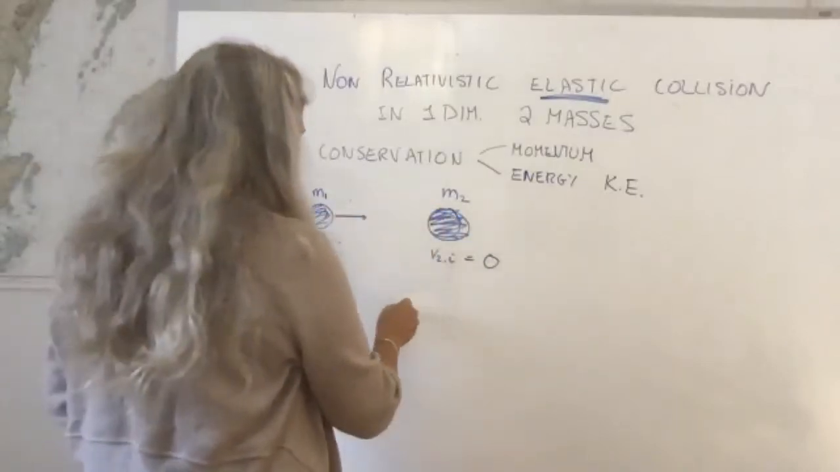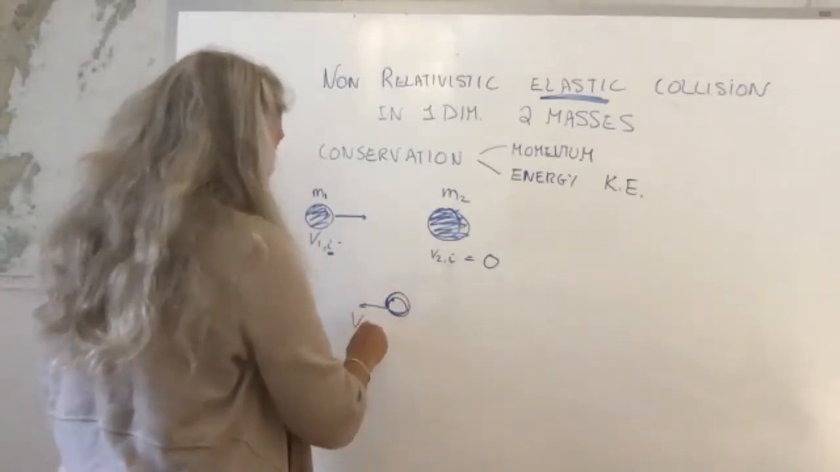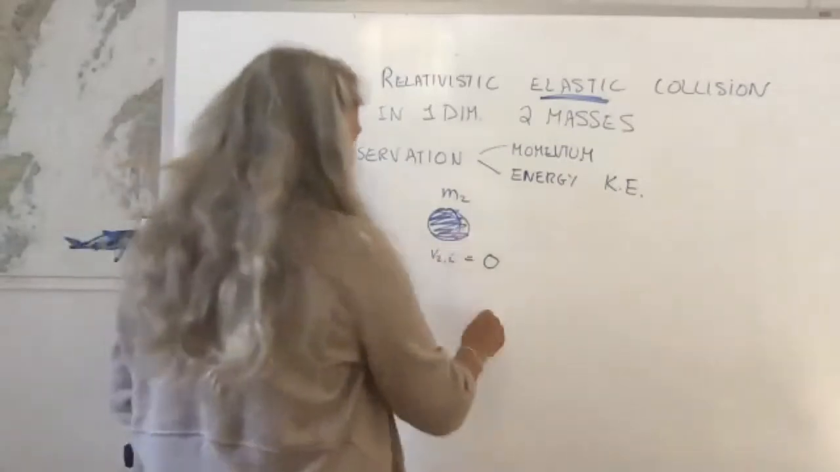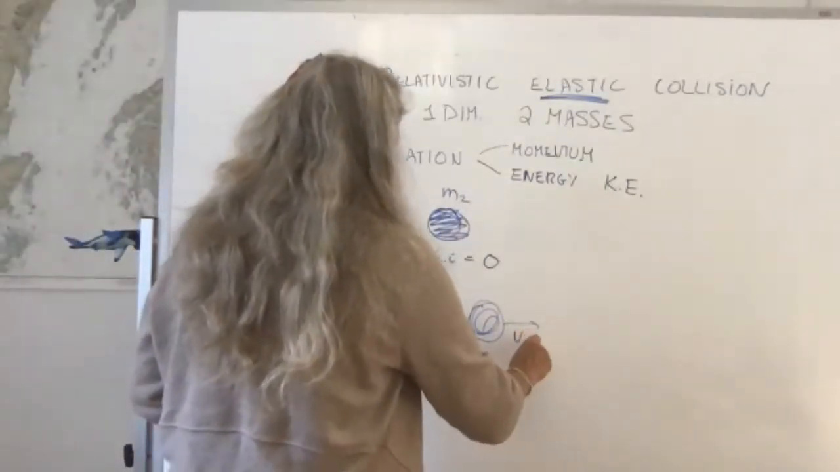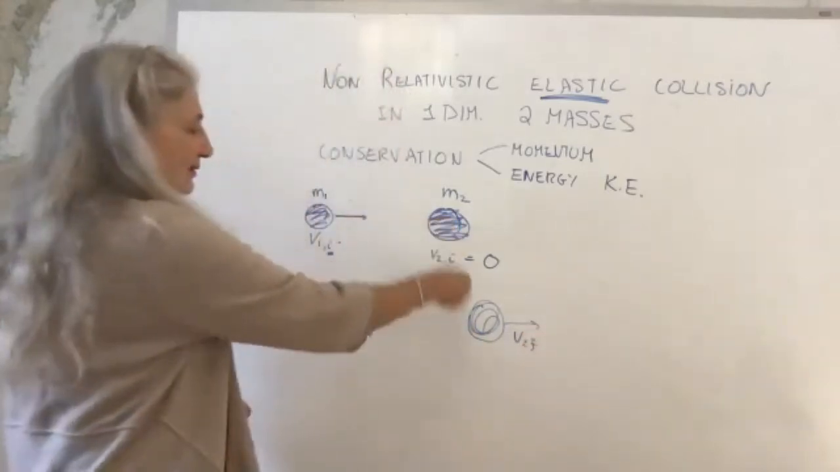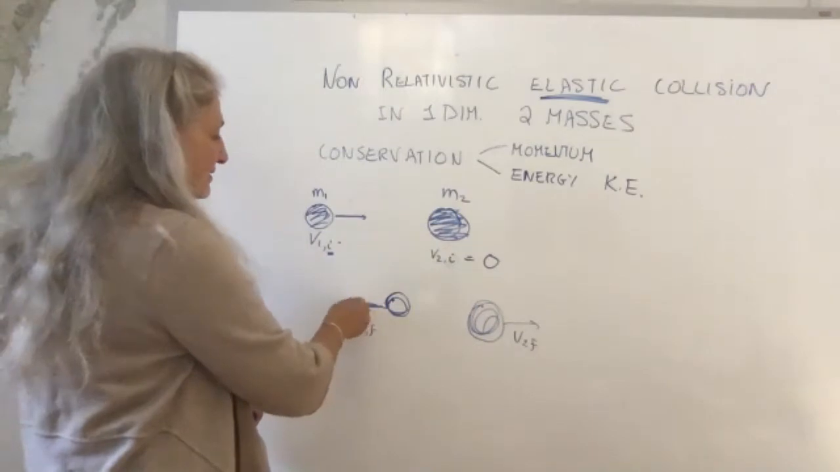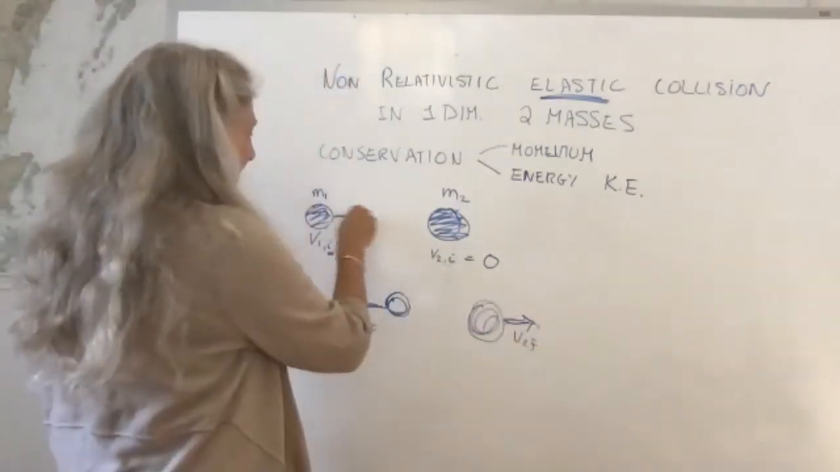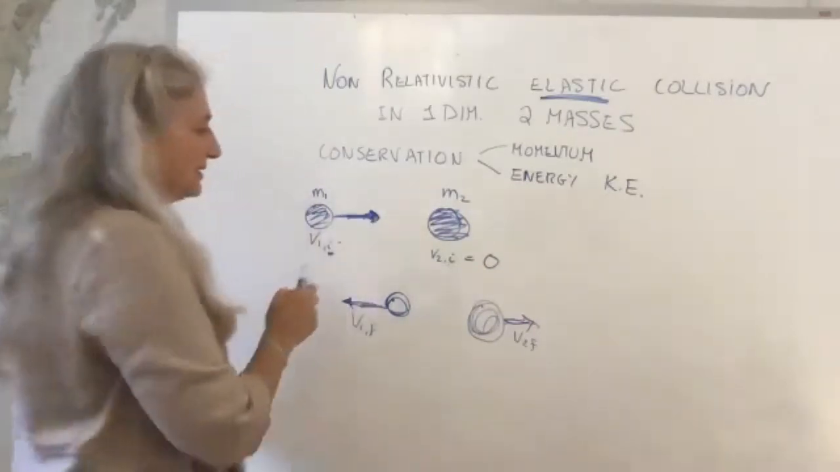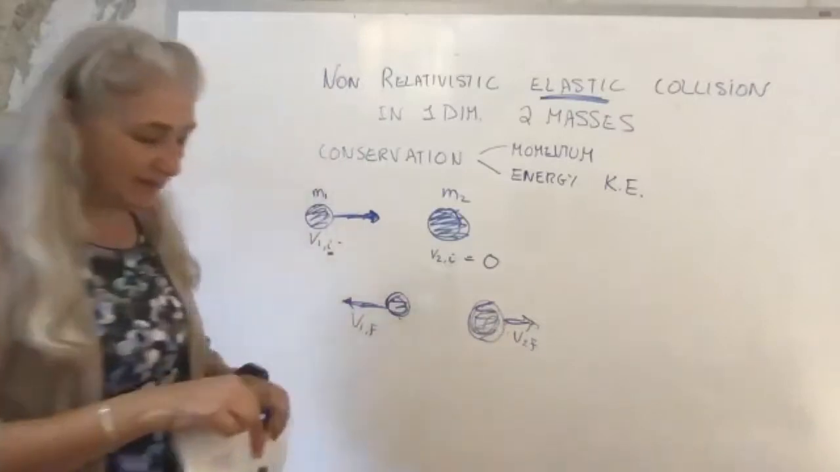Afterwards, this one is moving this way with V1 final, and this one is moving that way with V2 final. If this one is more massive than that one, then this one is going faster than this one, but it's not as fast as it initially was because of momentum conservation. So that's in the lab frame.